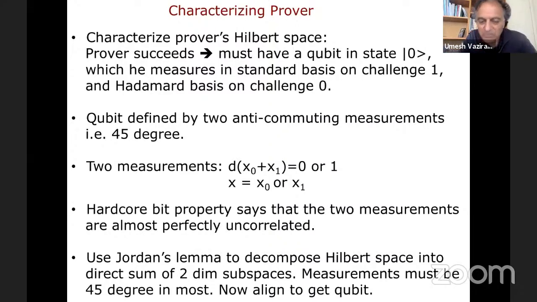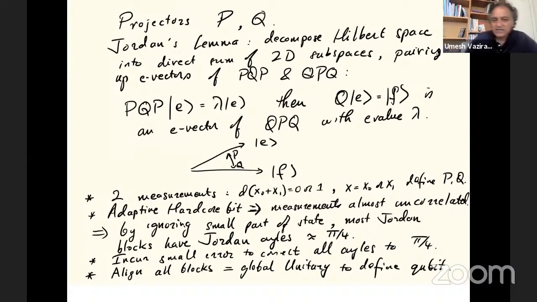Now what we're going to do is use Jordan's lemma to take the fact that these two measurements almost anti-commute to recreate the qubit, to locate the qubit in the Hilbert space. This is very simple, but it's also a very fundamental maneuver in this entire literature. So this is how it's done.